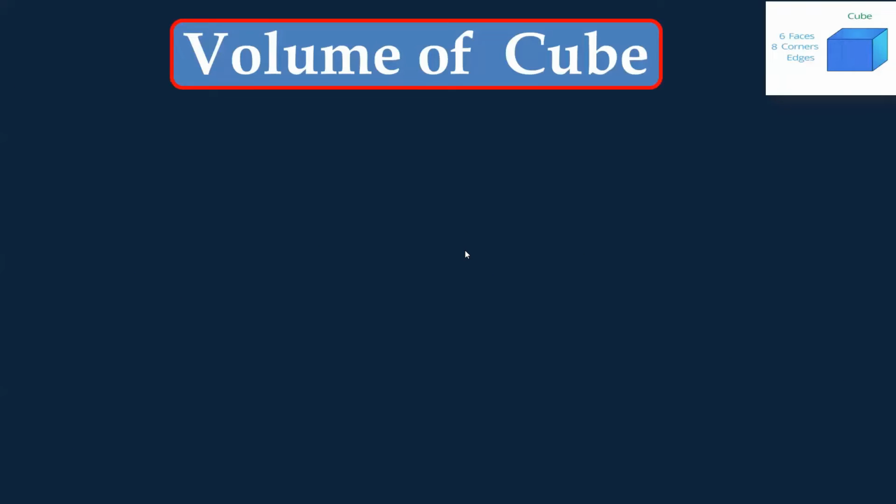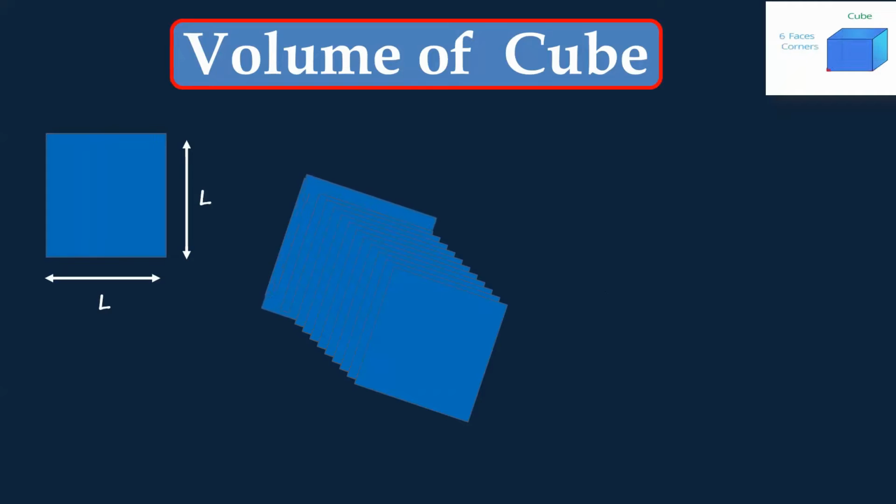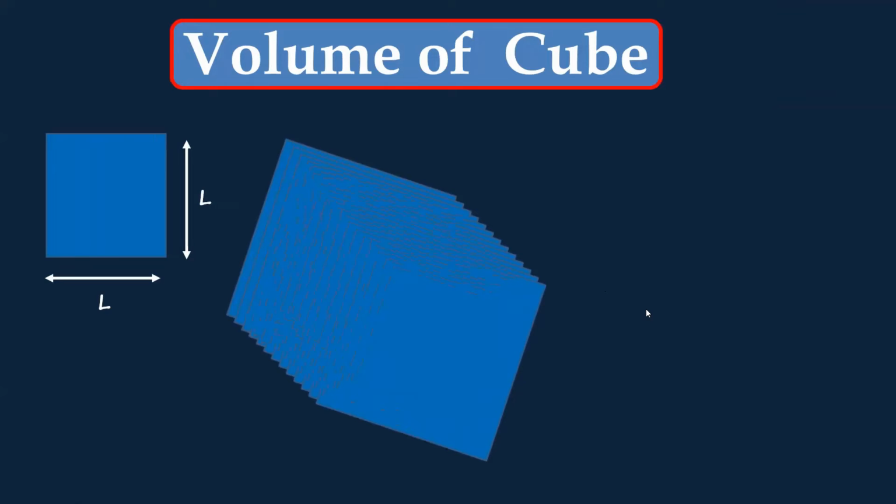Now let's see volume of cube. The space occupied by a solid body is called volume, right? So here we will consider one solid cube. For this, I am taking one of the faces of the cube, with length and breadth equal to L, right? And if I stack all these faces on one another in a vertical manner, I will get one solid cube with length, breadth, and height equal to L only.